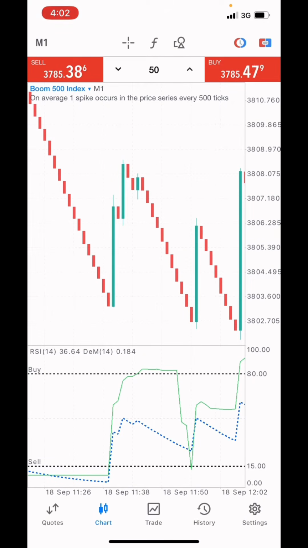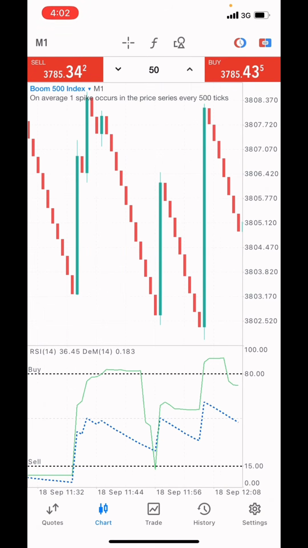Okay, we all know there's no 100% forex trading strategy that will give you 100% accuracy. But this strategy actually works. You can use it to grow your account, your small account. You can also use it for scalping, right?